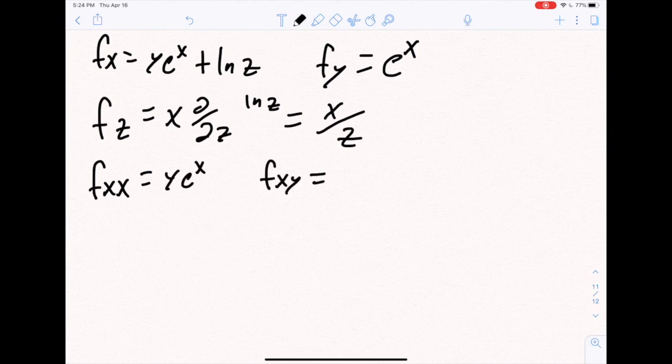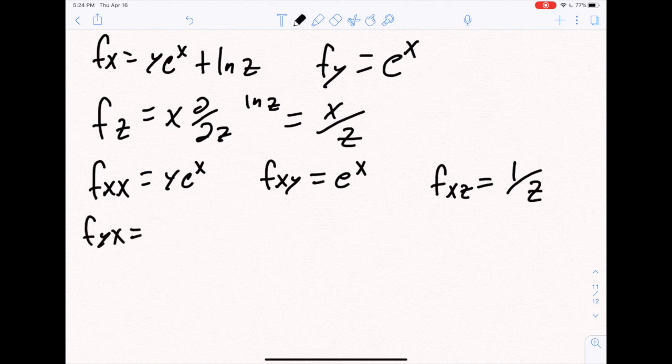fxy. We're taking fx and finding its derivative with respect to y. ln z is a constant, so it goes away to 0. And then the derivative of y times e to the x, well, that's y times a constant, so we just get that constant, e to the x. Now fxz. So we take fx and take its derivative with respect to z. y times e to the x is a constant, so we can basically ignore it. The derivative of natural log of z with respect to z is 1 over z.